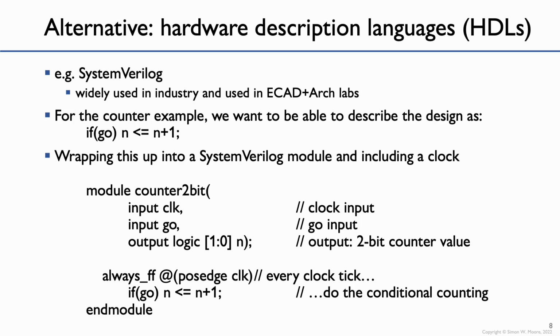Then in the main body of the module, we've got an always_ff statement. This always_ff statement means that the subsequent instructions within the block are going to be clocked. We've got a definition of where the clock is coming from in the form of @(posedge clock). So every clock tick, if go is true, then we add 1 to n. Otherwise, n doesn't change.